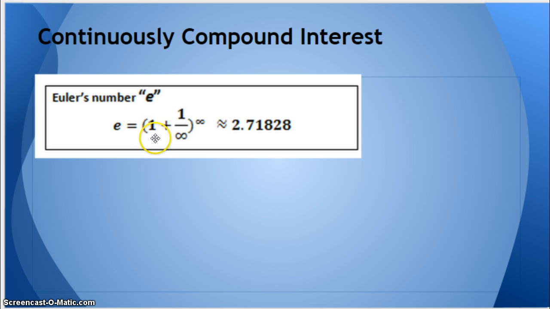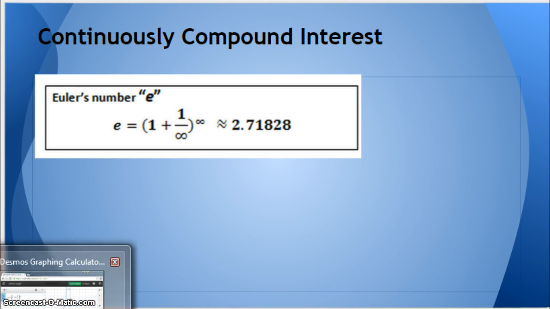The definition of e is 1 plus 1 over infinity, to the power of infinity. I know it seems really complicated. For now, just remember that e is approximately 2.71828, or around 2.7. The number goes on forever, so it's an irrational number. You cannot write it as a fraction, just like pi. So let me show you what that really means.